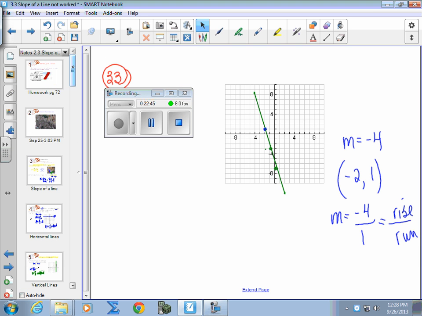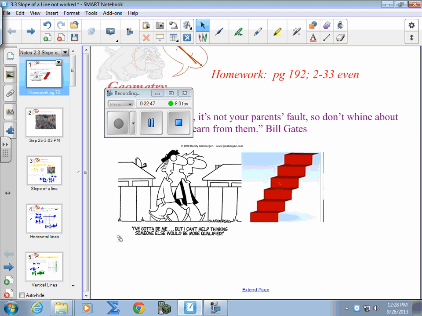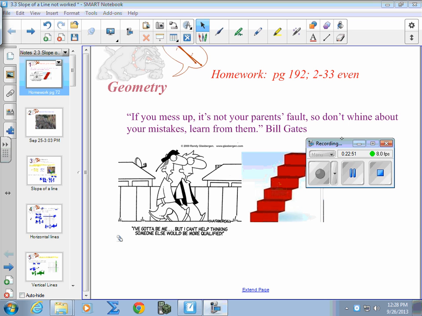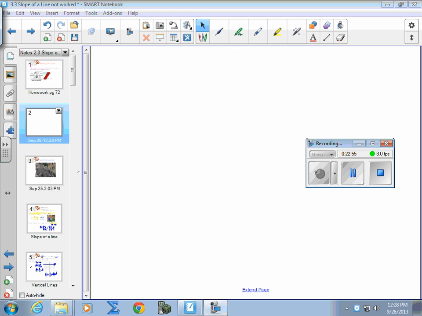All right, so let's go back. The homework exercises are on page 192, numbers 2 through 33 even. The first thing I would like to do is look at this particular problem, number 9, on last night's homework. On number 9, you got something that looks like this.